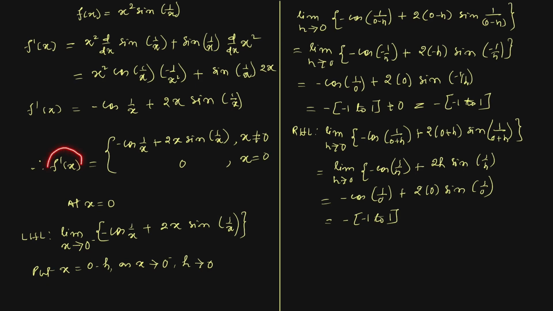Now we find f dash x at x equal to 0, which is equal to 0. So f dash 0 is equal to 0. This is our left-handed limit and this is our right-handed limit. So the left-handed limit is equal to the right-handed limit, but it is not equal to f dash 0. So f dash x is not continuous.